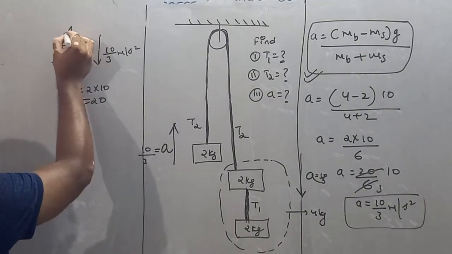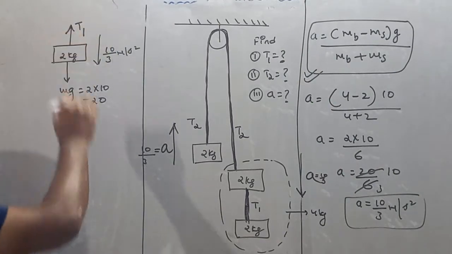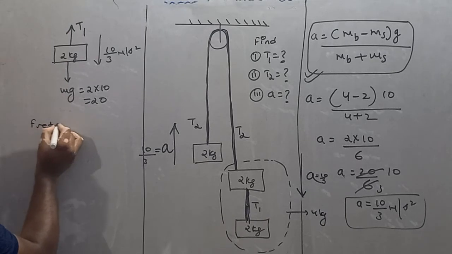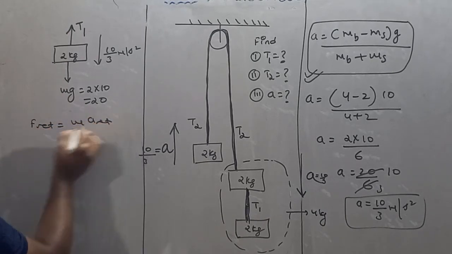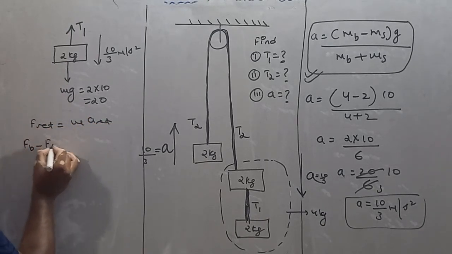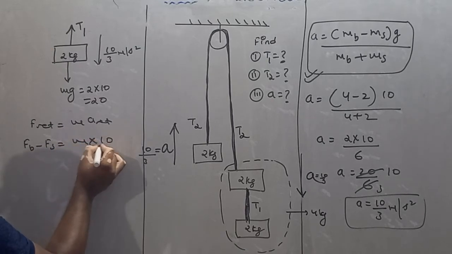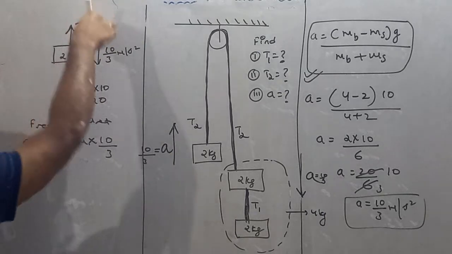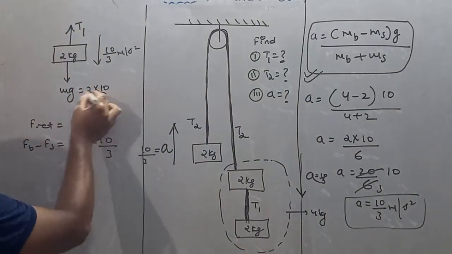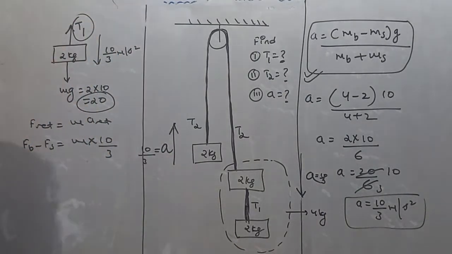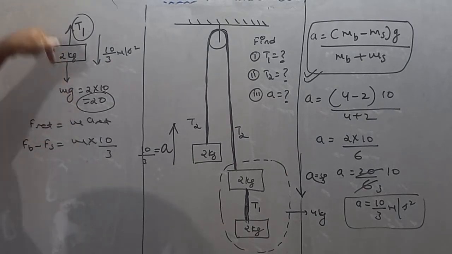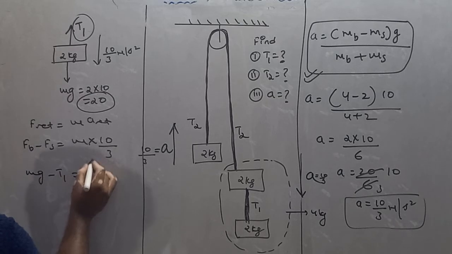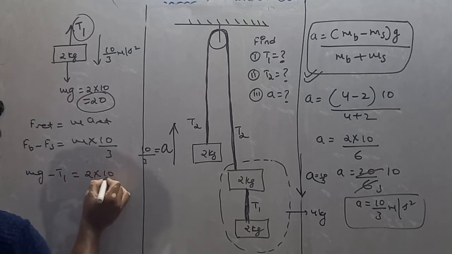So tension is a pulling force, it is always directed away from the body. Now see, apply F net. So F net is equal to ma net. F net means bigger force minus smaller force is equal to ma, that is 10 by 3. The acceleration is in the downward direction, it means 20 is greater than T1, because 20 is in the direction of acceleration. So we'll write mg minus T1 is equal to m into 10 by 3.